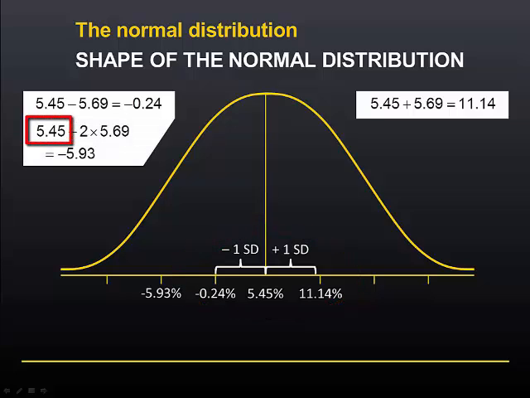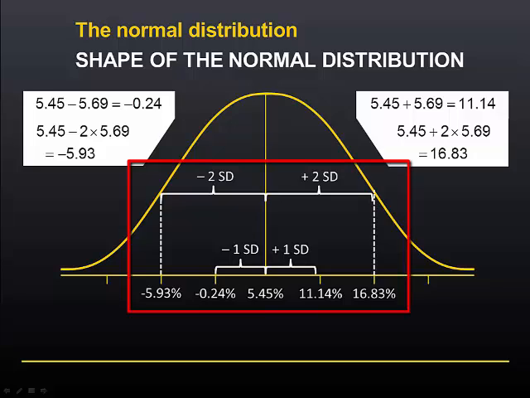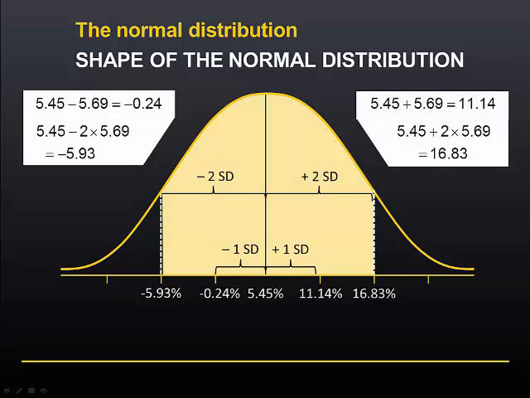If we take the mean and subtract 2 times the standard deviation, we get a value that is 2 standard deviations below the mean. And we can also calculate a value that is 2 standard deviations above the mean. We now have a range of values that are within plus or minus 2 standard deviations of the mean. The total area under the curve between plus or minus 2 standard deviations of the mean is the probability that the actual return will be within plus or minus 2 standard deviations.